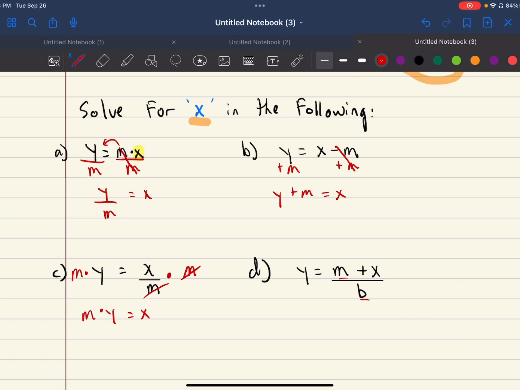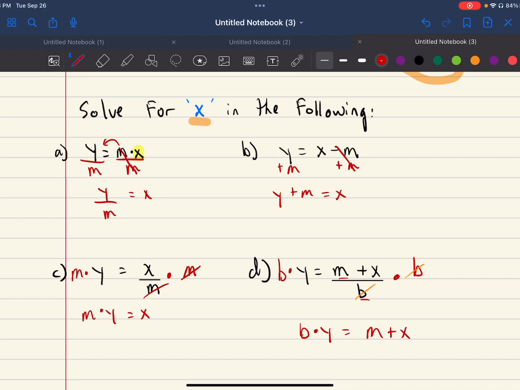Well, what I'm going to do is move one at a time, and I always like to remove the fraction first. I'm going to get rid of that b. Now, b is undergoing division right now. So in order to remove it and place it on the other side, we're going to use an inverse operation of multiplication. That would cause these to cancel, and I would be left with b times y is equal to m plus x.